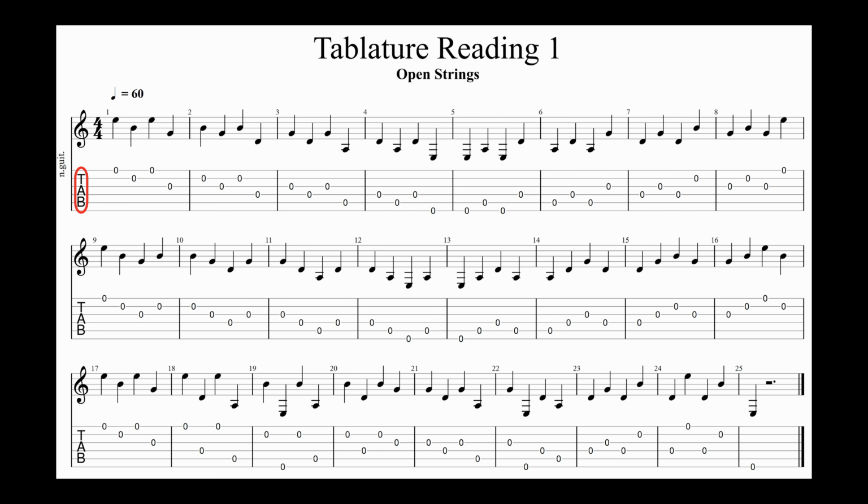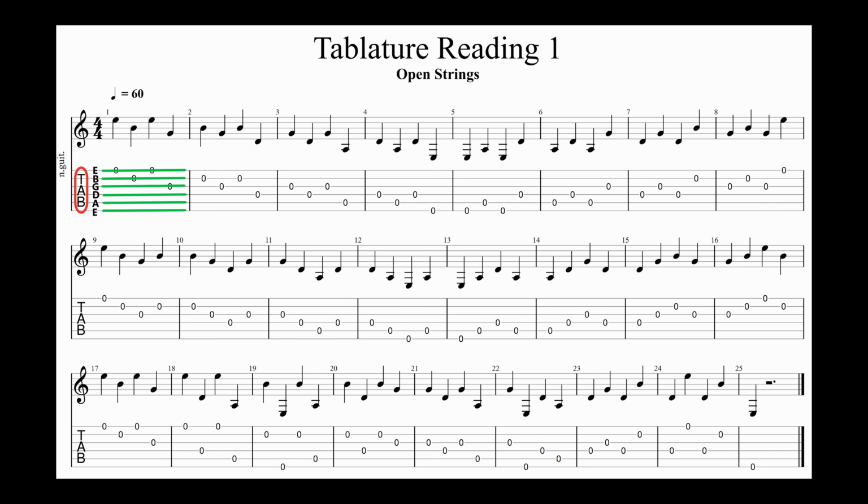At this point, you should know the open strings on your guitar. E, A, D, G, B, E. And on the tab staff, those lines represent those open strings. So this line represents the big E string. This line represents string A, string D, string G, string B, and the little E string.